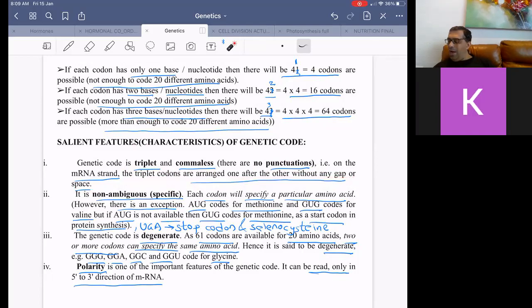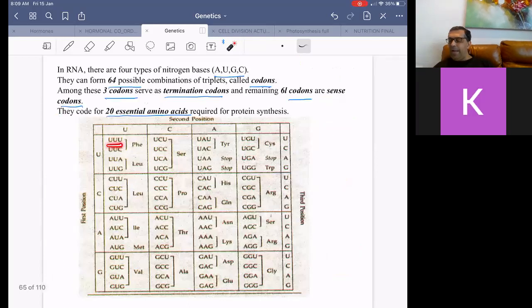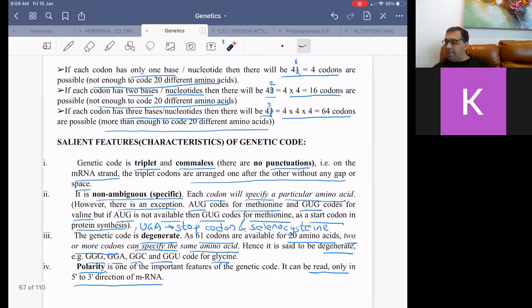It is non-ambiguous, specific. Every codon codes for its specific amino acid. UUU codes for phenylalanine, UCC codes for serine, AAC codes for aspartame, GGG codes for glycine. Specific. Every codon has a specific amino acid that is non-ambiguous. But there is an exception. AUG codes for methionine and GUG codes for valine.